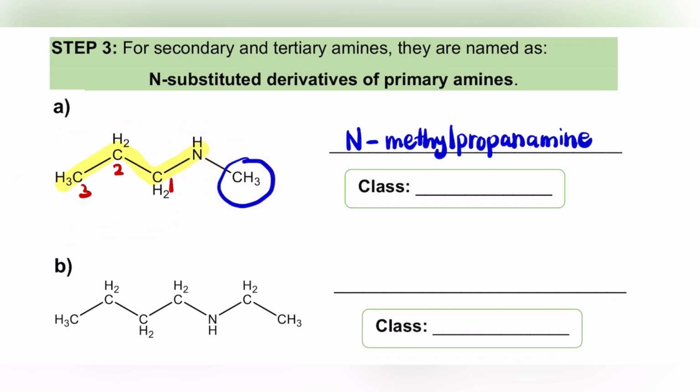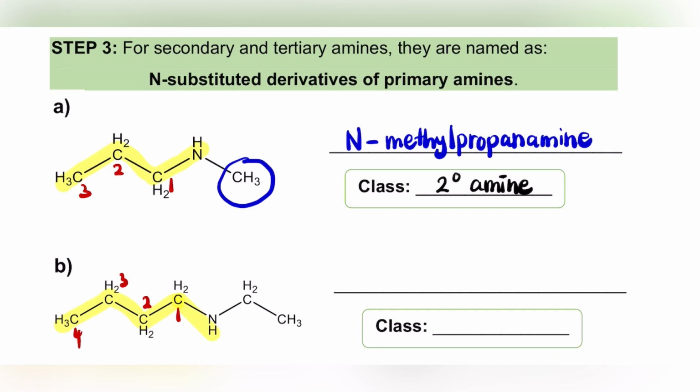So secondary amine. Next, we have example B. Same goes here. Determine first where the position of your nitrogen is. Nitrogen is here. So I'm going to go to the left because to the left it will get a longer carbon chain. And then we are going to give the numbering. So we have 3 and then 4 carbon atoms for our parent. So our parent is butanamine.